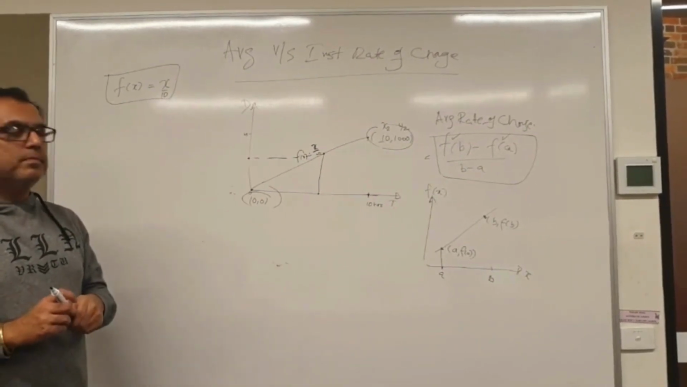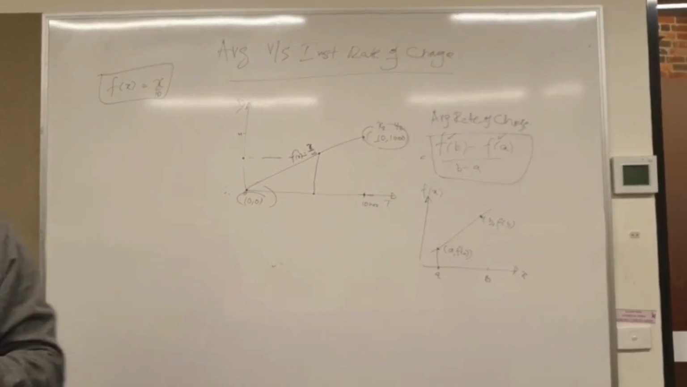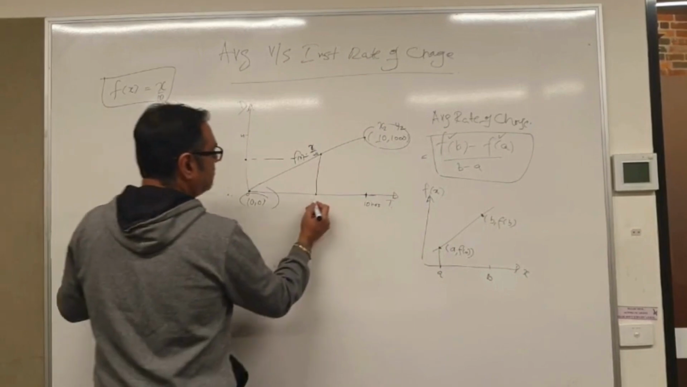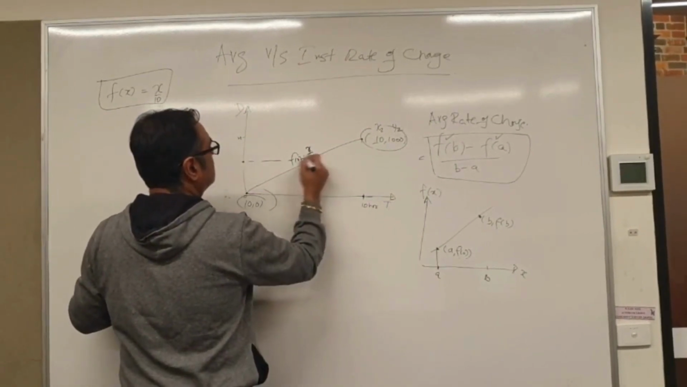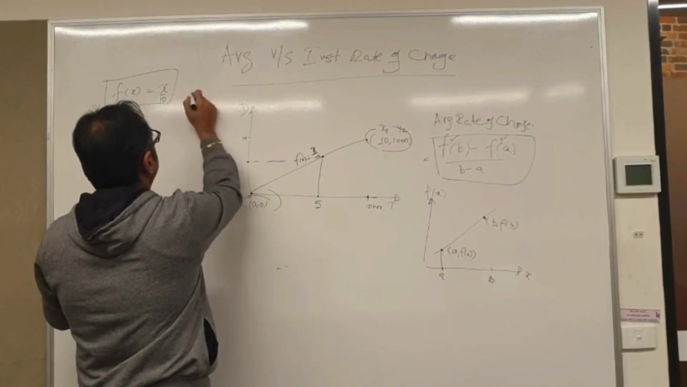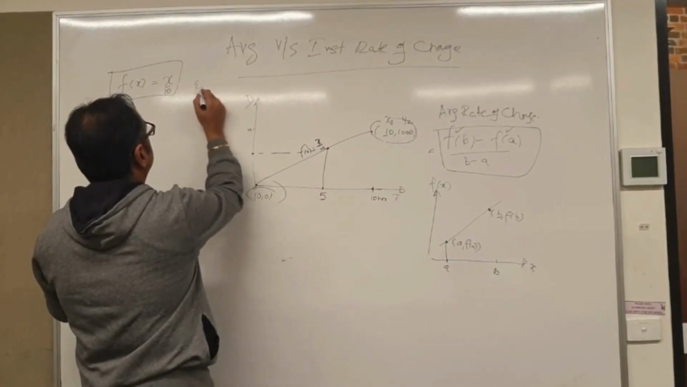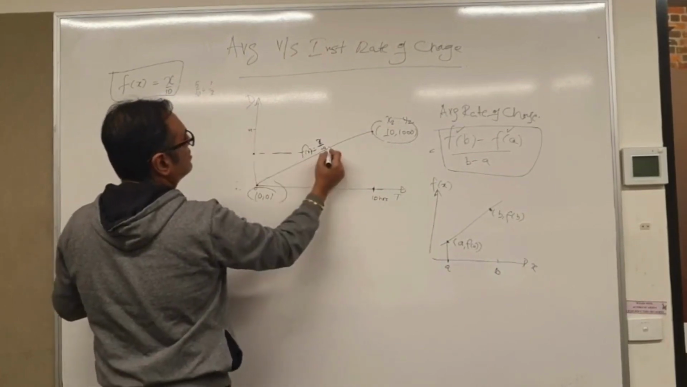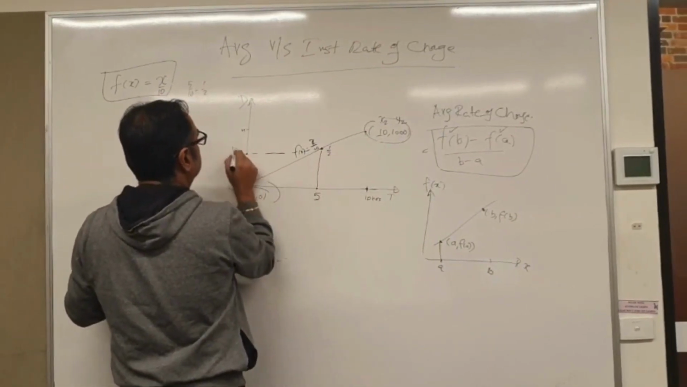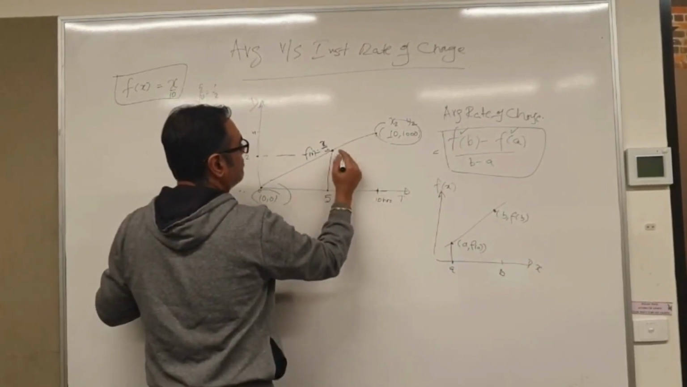Rise over run. How do you find the rise? Let's say I tell you that this is 5. So obviously this is x over 5, 5 over 10, which is, whatever, half. Let's say this is half. So this is 5 comma half, hypothetically.